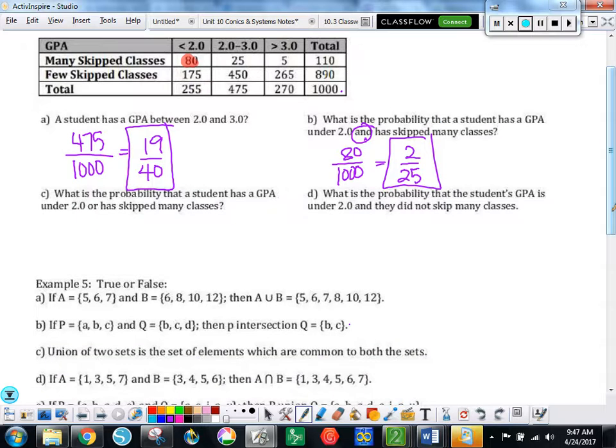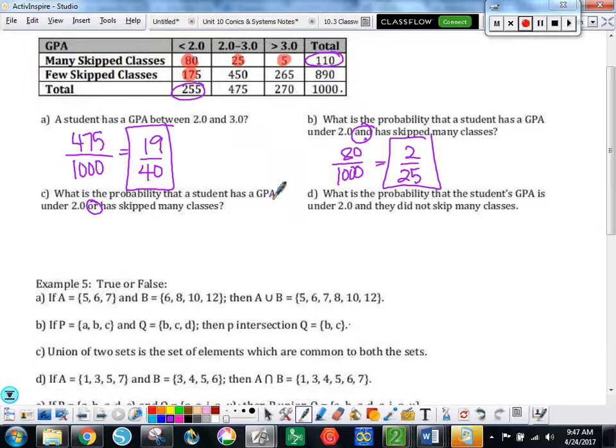What is the probability that a student has a GPA under 2.0? Again, that's this column, right? Or has skipped many classes. This is an or, which means I am looking at both of those, because that's the under 2.0, or has skipped many classes, or this category. So how are you going to figure that out? You add the two totals. You could look at the totals to help you. However, there's a problem in that. Can you think about the problem?